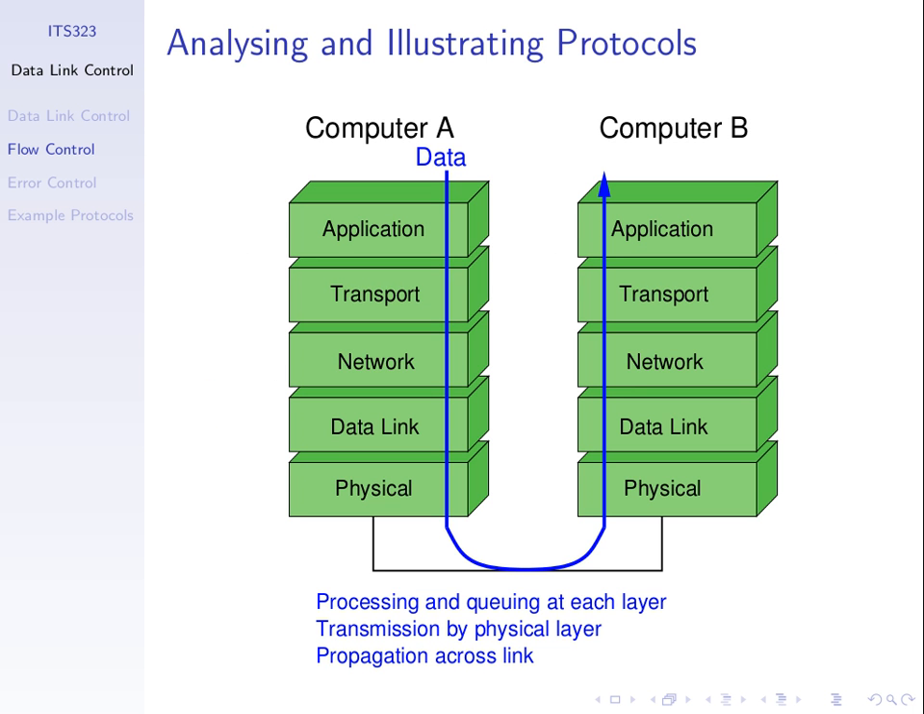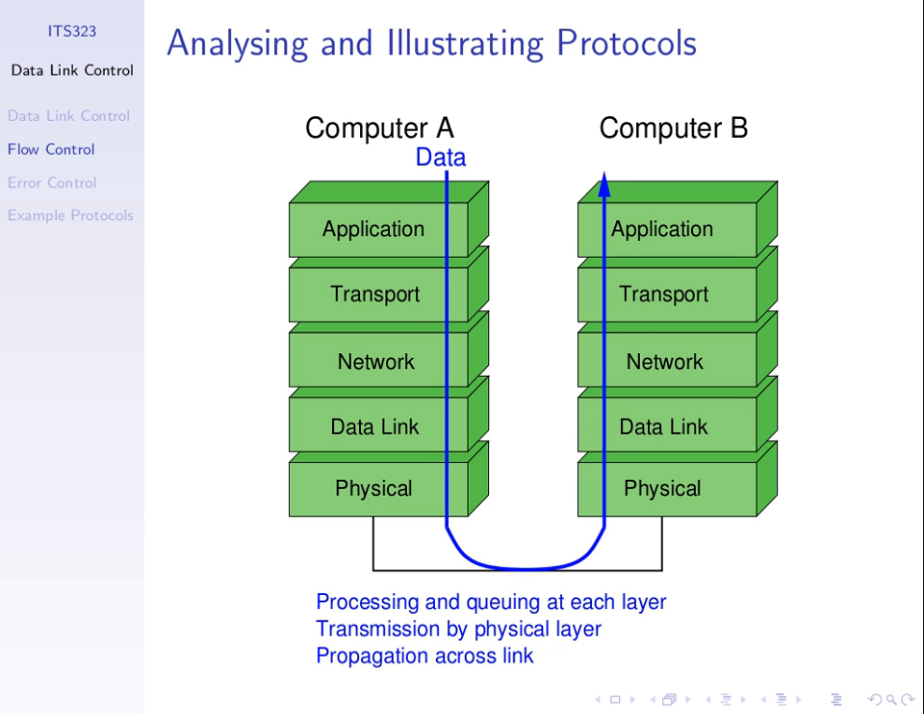So before we look at flow control, let's look at how we may illustrate any protocol. Because when I describe how a protocol works, we'll often use, instead of just text, some diagram to illustrate what's happening. Here's, going back to our first one or two lectures, our 5-layer protocol stack. Computer A is sending data to computer B.